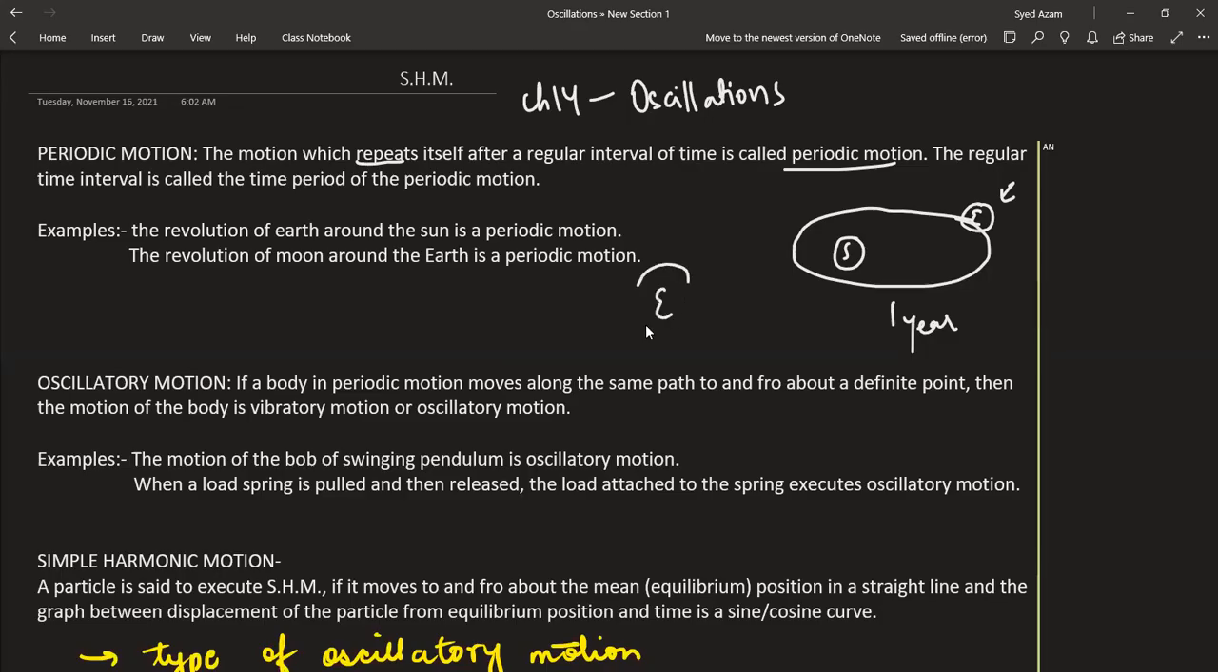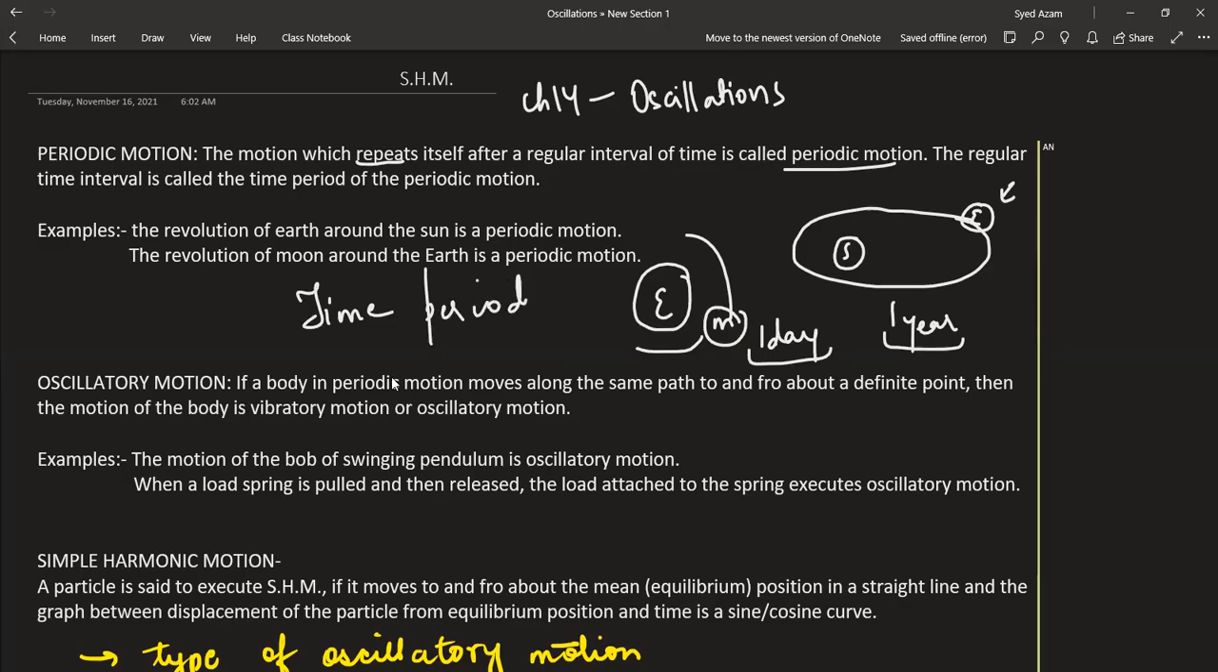Or the Earth is there and around it the moon is present. We know that the moon will come back to this position after 1 day. So these terms, 1 year and 1 day, are the time period. We have been using the term time period so often. That is periodic motion: it has to repeat itself after a period of time.